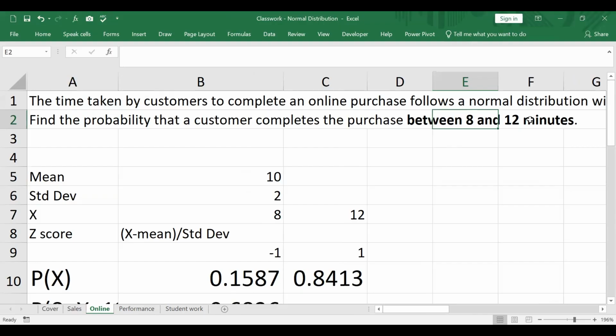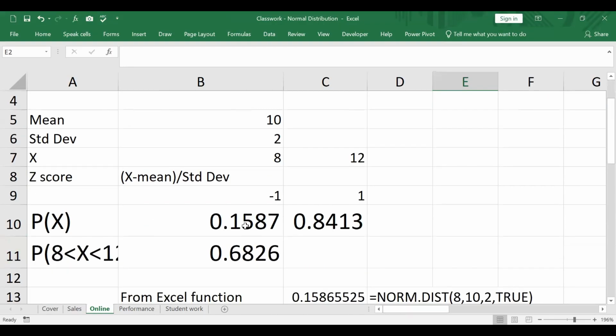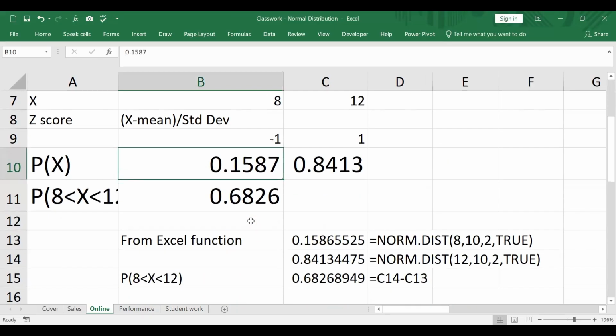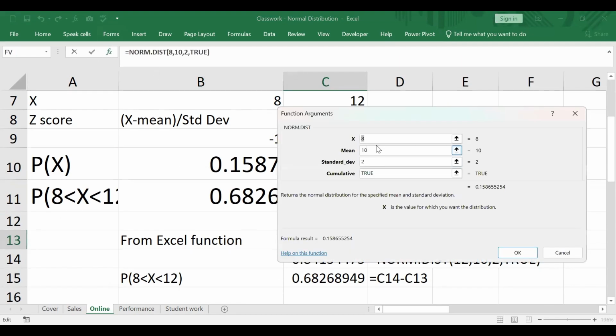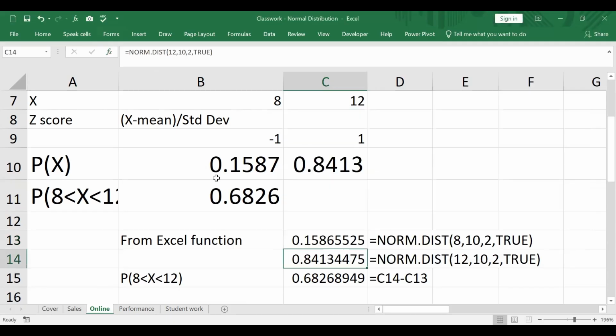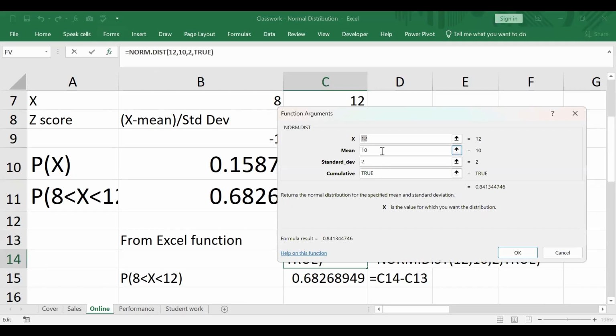The difference of the two will be between 8 to 12 minutes. So we have to find out twice. Let us do from the Excel function first. This is the formula. Let us find out for x equal to 8. This is mean 10, standard deviation 2 and TRUE. That gives a value 0.1586. And this one is the same thing for 12.